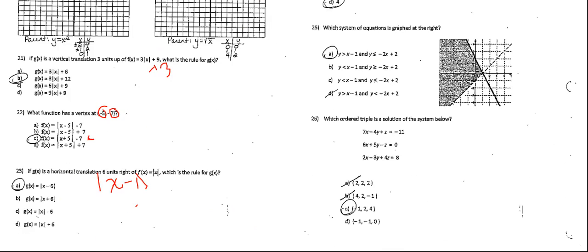Okay. On a multiple choice system of 3 variables, the best thing you can do is just plug in for x, y, and z and see which one comes out true. Now, just because it comes out true in the first equation doesn't mean it's the solution. It's got to be true in all 3.